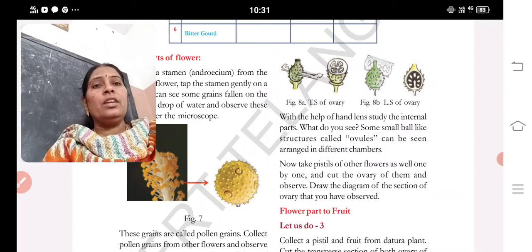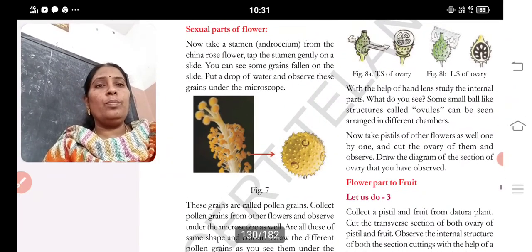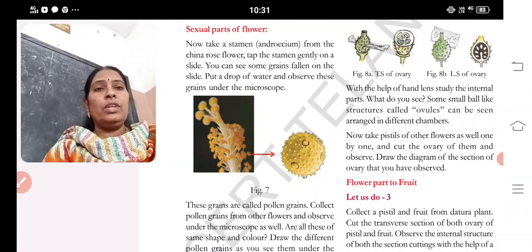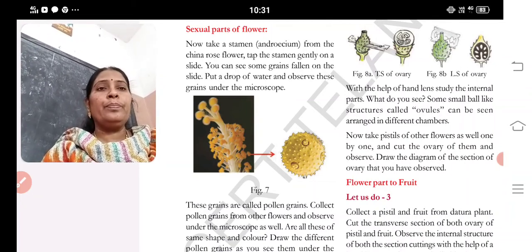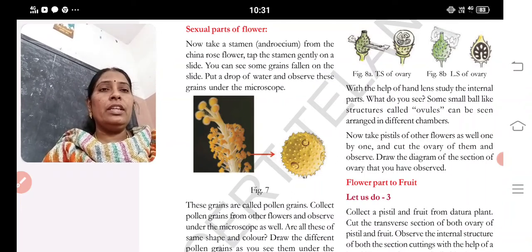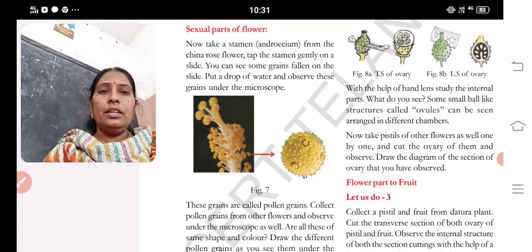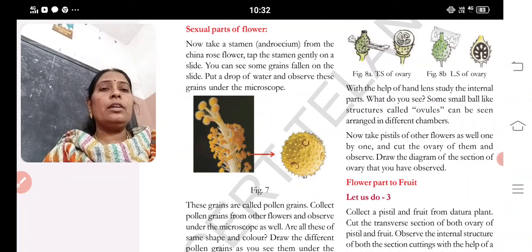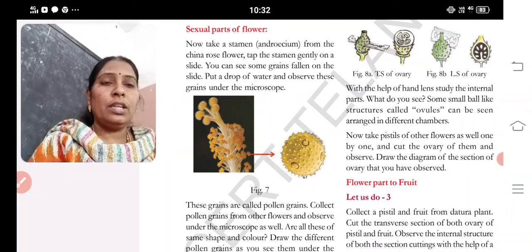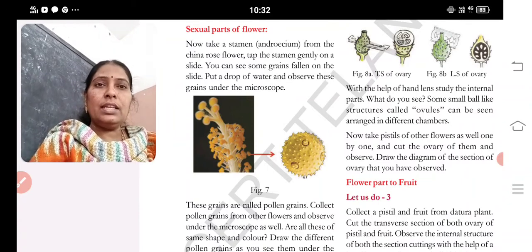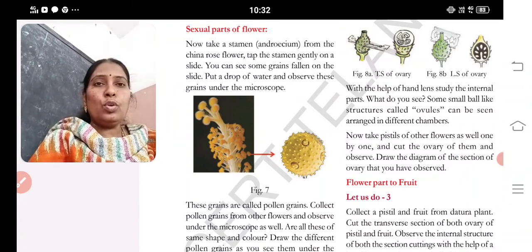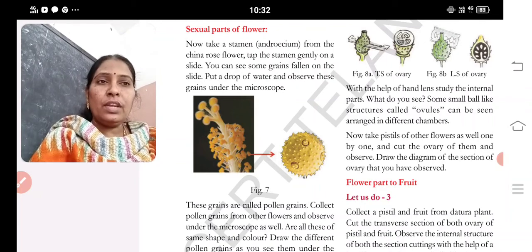See children, here it says to take the sexual parts of a flower: the stamen and pistil you will find. Now take a stamen from the China rose. Tap the stamen gently, and the grains are called pollen grains. Place some water on the slide, add a few drops of water and observe under a microscope. Under a microscope we will see different colors and different shapes. Try to draw the shape of the pollen grains of different flowers.